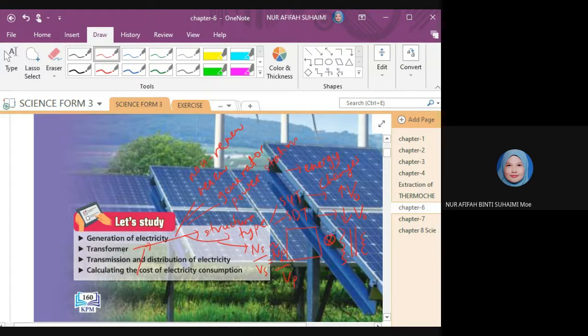Okay, transmission of electricity, we start with the power station. Okay, and then we increase the voltage from power station. We'll increase the voltage by using step up transformer. Okay.